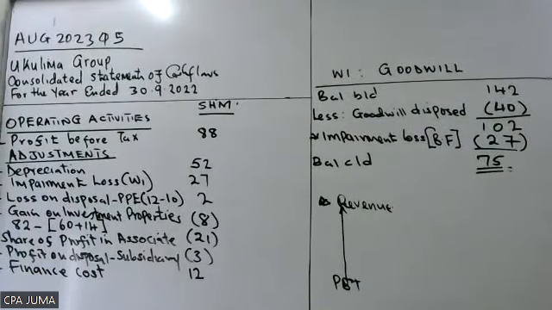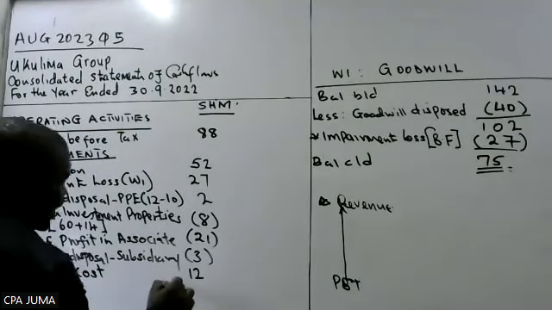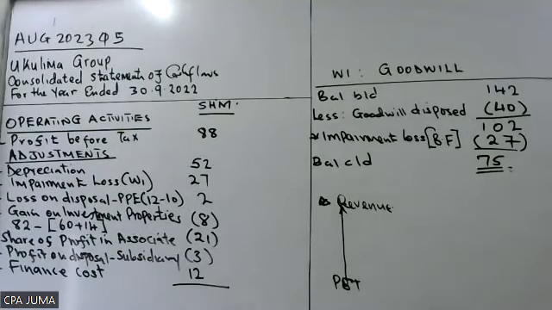So kindly, what you have gotten here, can you add? Add from 88.